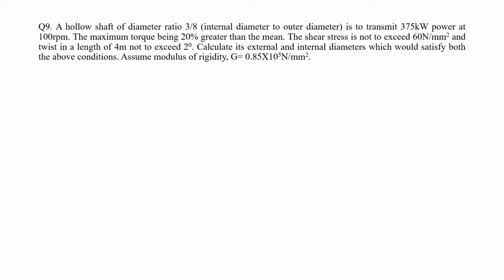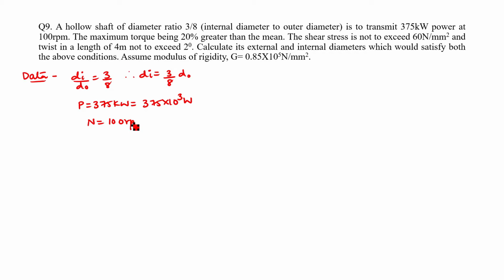So let's get started. A hollow shaft of diameter ratio 3/8, internal diameter to outer diameter. So the data that is given to me is di by do is 3/8. I can also say that di is 3/8 times do, to transmit 375 kilowatt power. So the value of P is 375 kilowatt, that is 375 into 10 raised to 3 watt, at 100 rpm. The value of N is 100 rpm.